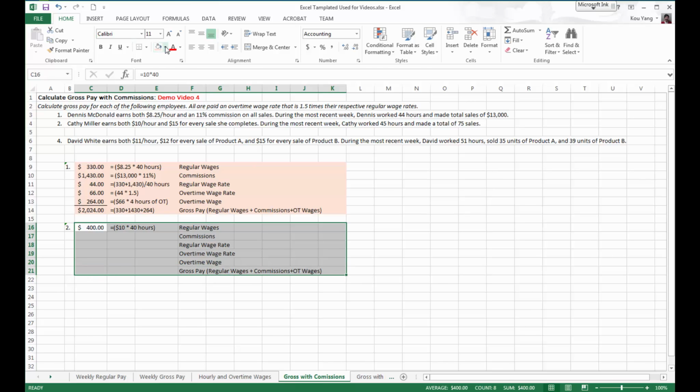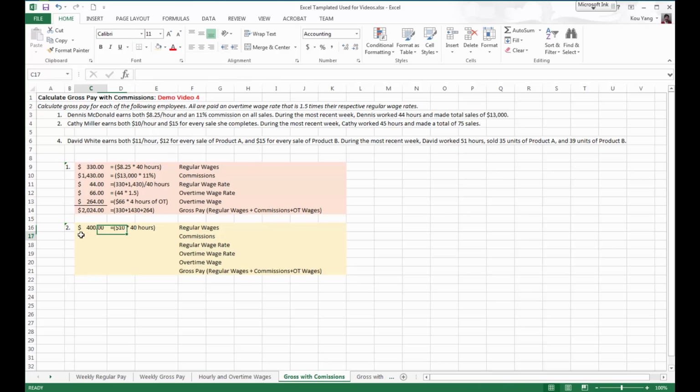Go and color code this. Make it this color. Okay. Her commission. Her commission will be 75 sales times $15. Okay, because for every sale, she's going to get $15 for it. So she's going to get paid $1,125 for the 75 sales that she made.